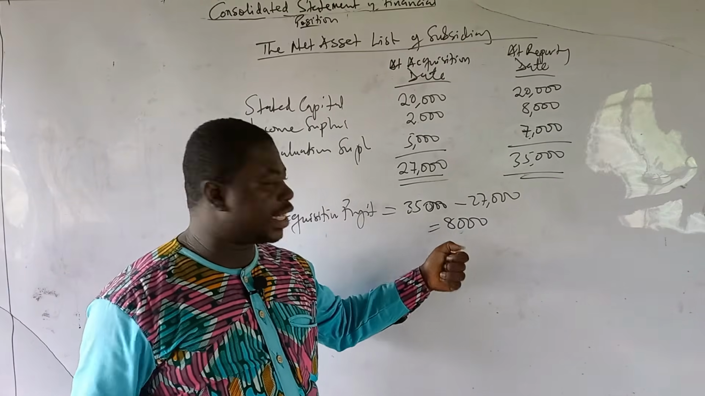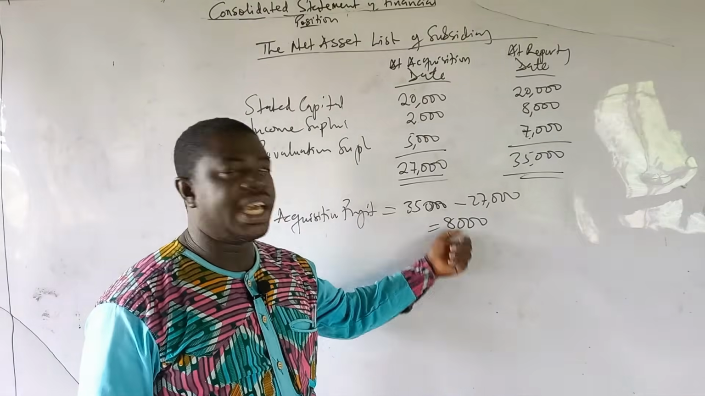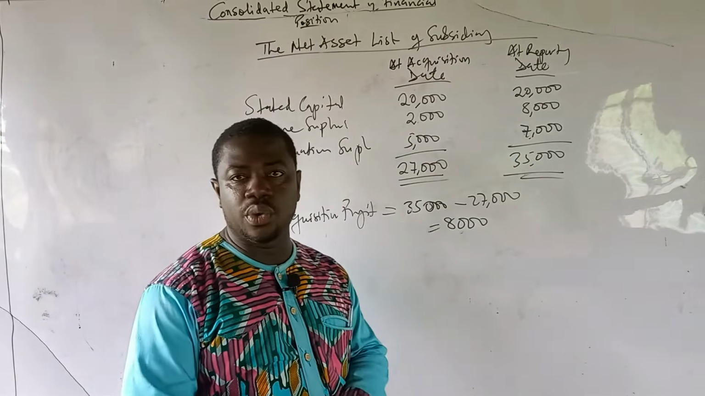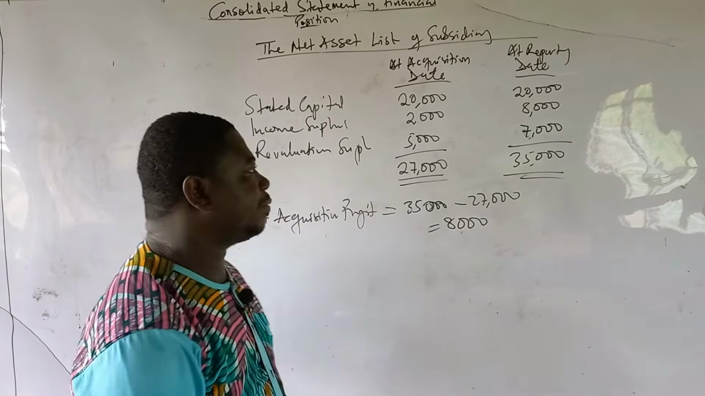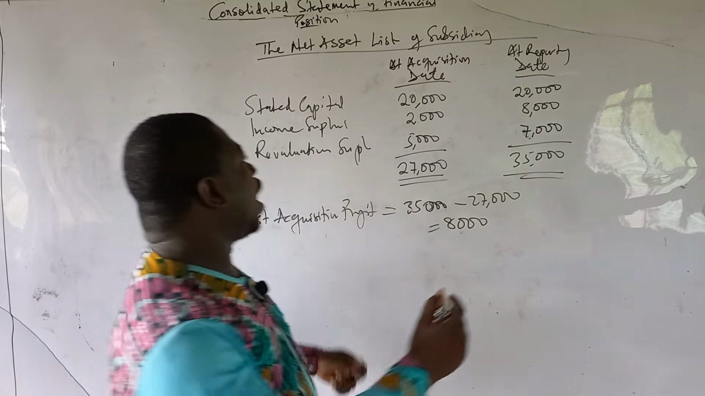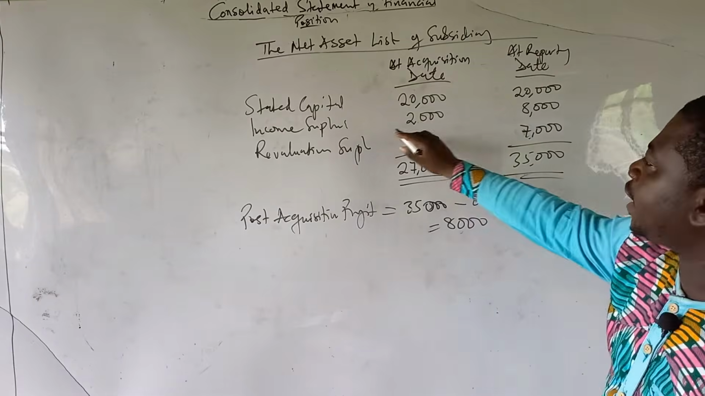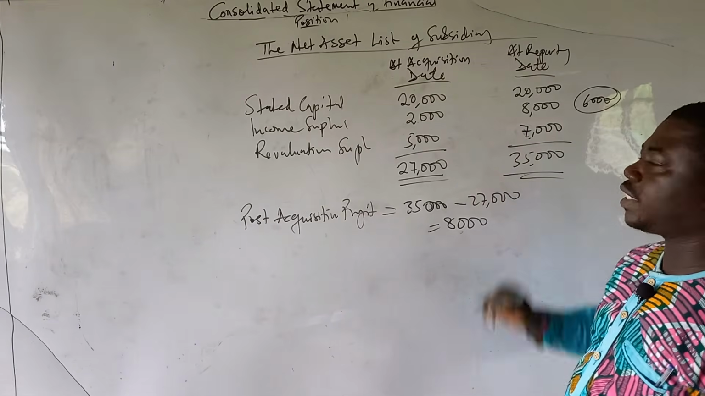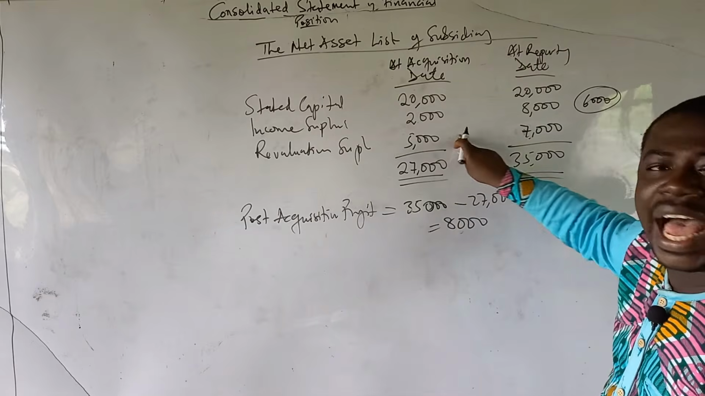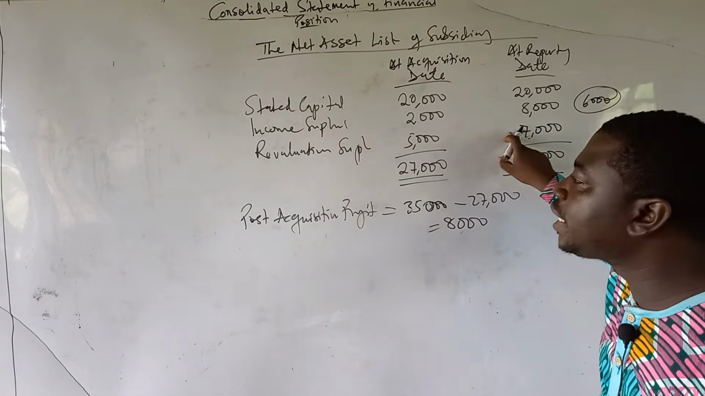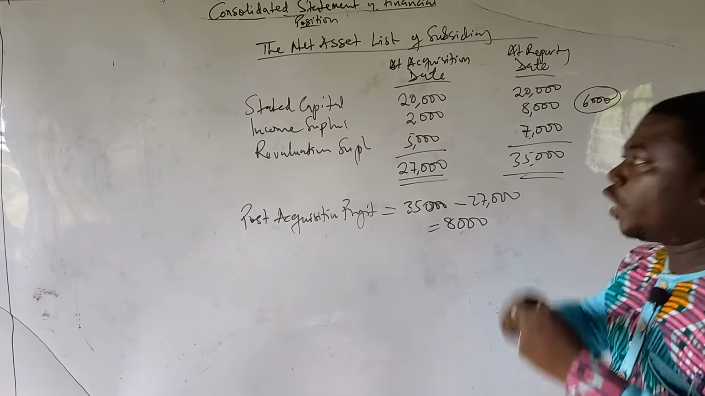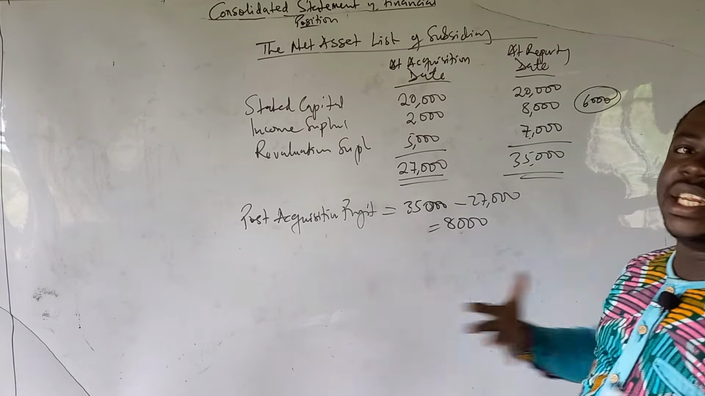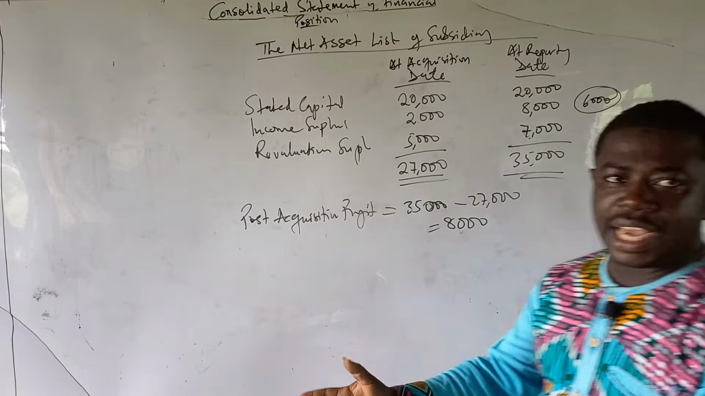The parent company gets a percentage of the post-acquisition profit, and then NCI gets a percentage of that. They share according to their holdings. Now, take note that if you had only looked at the income surplus, you would have been deceived to say that post-acquisition profit is 6,000, meaning you did not factor in the post-acquisition increase in revaluation surplus. And that one too, the parent company must get a share. The group must get a share because it was increased during the time that they are owners.